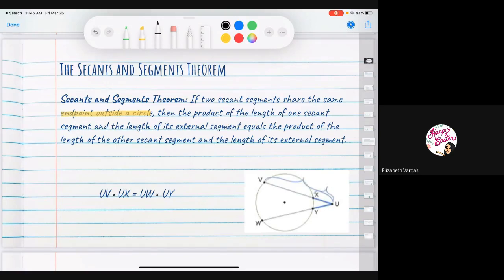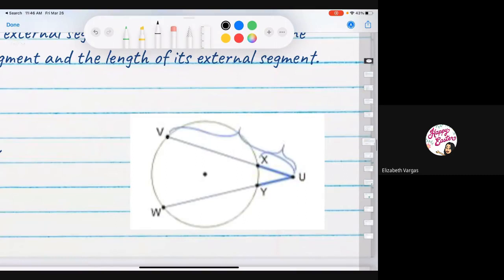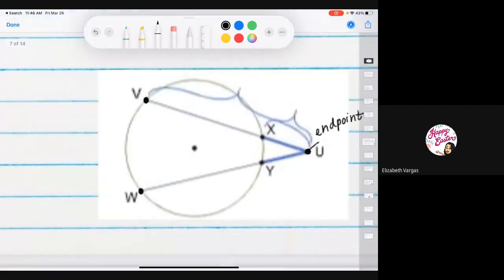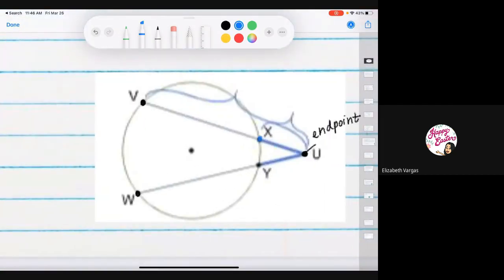Basically, what it's saying is if I have two secants, remember that secants have one endpoint on the circle and the other one on the outside. If those two secants share a common endpoint, which is going to be this one, then I can do the same thing I did for chords: take this part of this secant and multiply it by this part of this segment, and that should be equal to this part of this segment multiplied by this part of the secant.